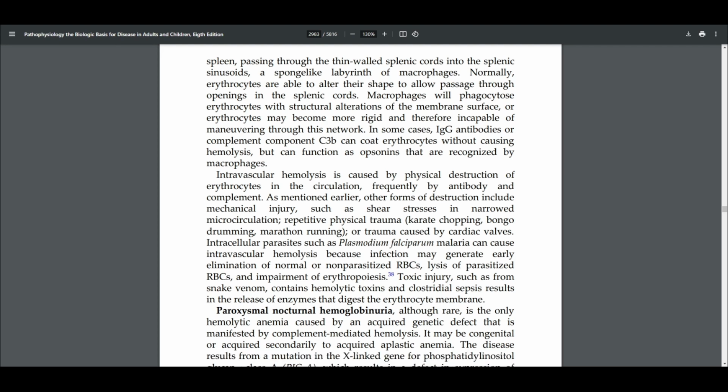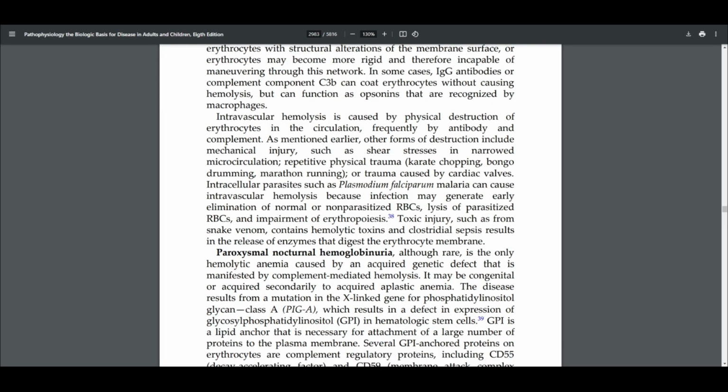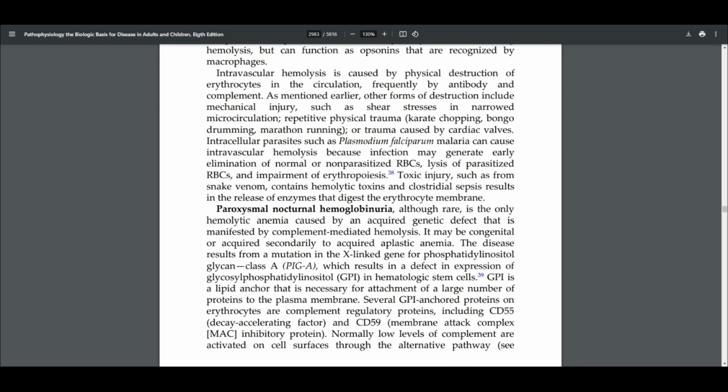In some cases, IgG antibodies or complement components, your C3b, can coat erythrocytes without causing hemolysis, but can function as opsonins that are recognized by macrophages. Intravascular hemolysis is caused by physical destruction of erythrocytes in the circulation, frequently by antibody and complement. As mentioned earlier, other forms of destruction include mechanical injury, such as shear stresses in narrowed microcirculation, repetitive physical trauma, or trauma caused by cardiac valves.